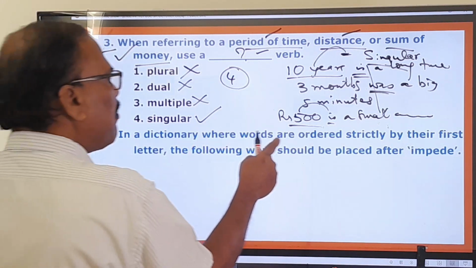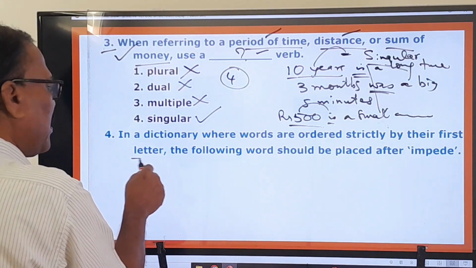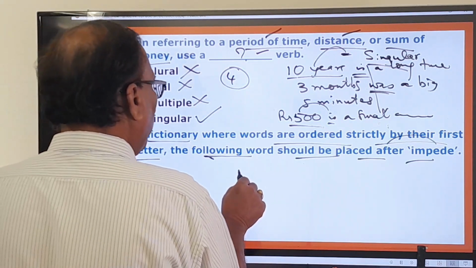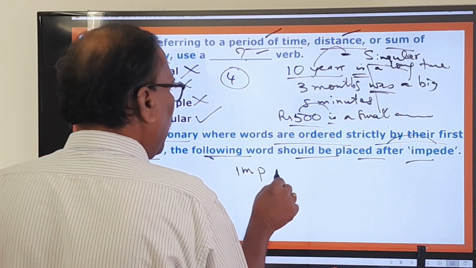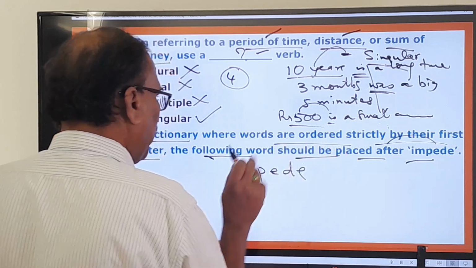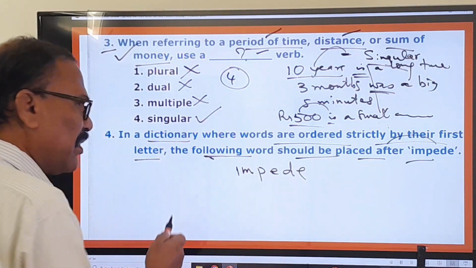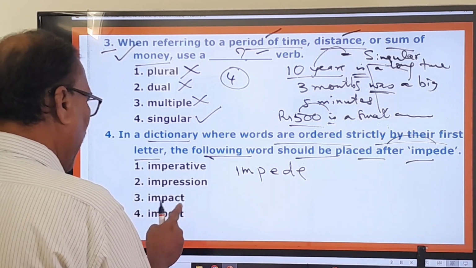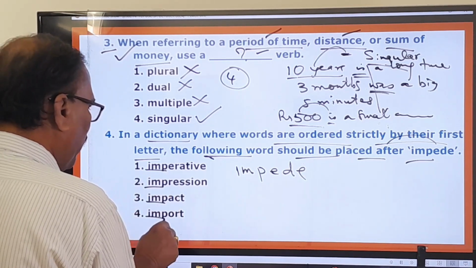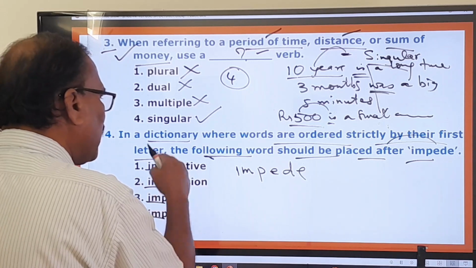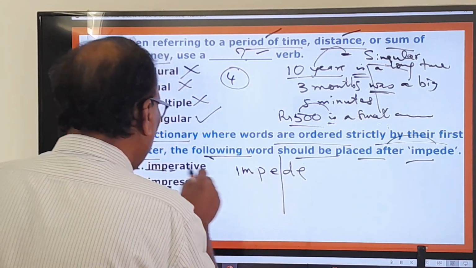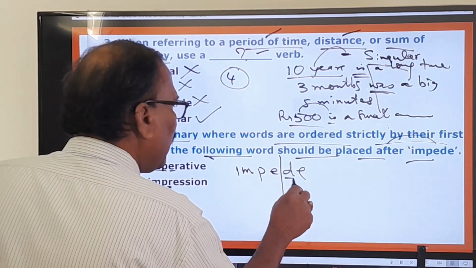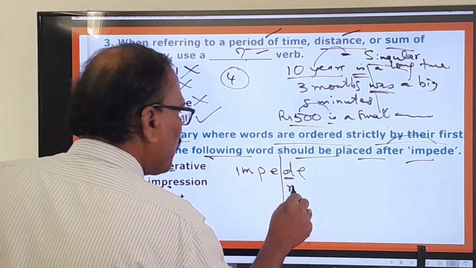In a dictionary where words are ordered strictly by their first letter, the following word should be placed after impede. Okay, so here impede is there, I-M-P-E-D-E. After this impede, what is the word that comes after it? Here you pay attention: imperative, impression, impact, import. They all begin with imp. So here after E, what is the next letter? After E, R is there. So here, D is here. D comes first and R comes later.